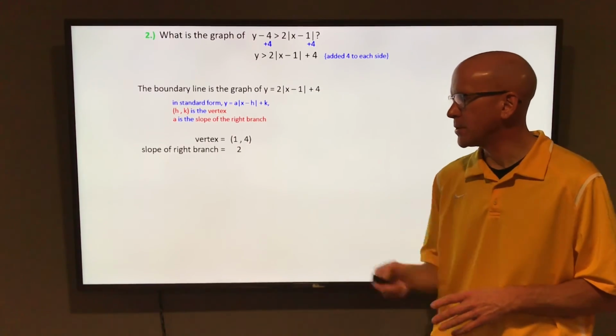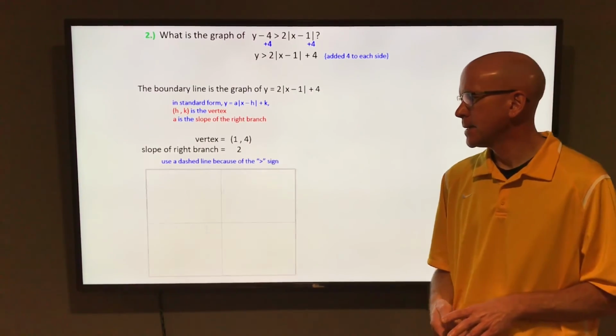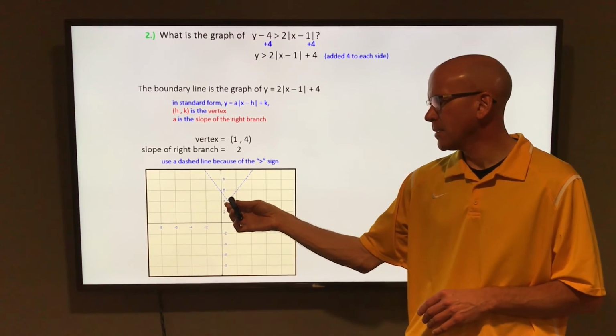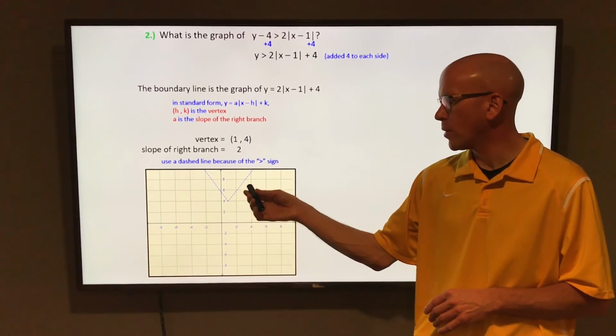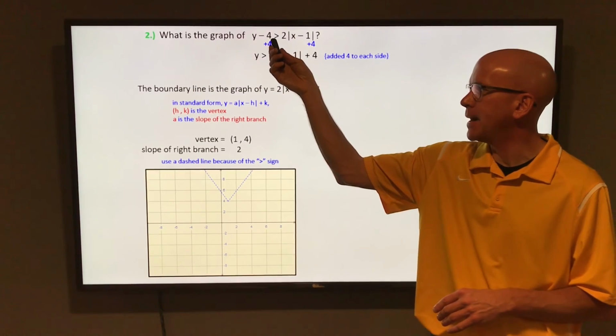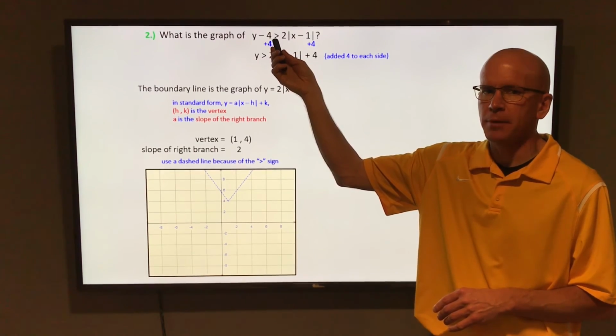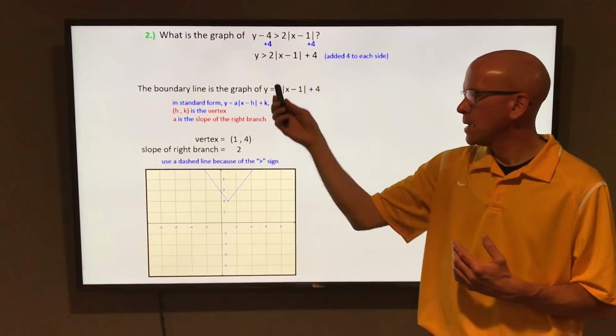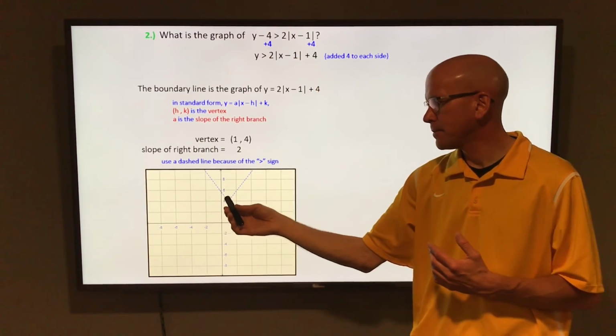The slope of the right branch is 2. So to graph this, start at the vertex, put a point at (1, 4). And then from there, go up 2 and to the right 1. Now we're putting a dashed line down because we just have the greater than sign up here. So if it's just greater than or just less than, we're going to put a dashed boundary line.